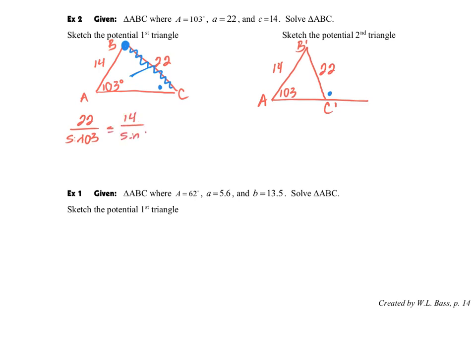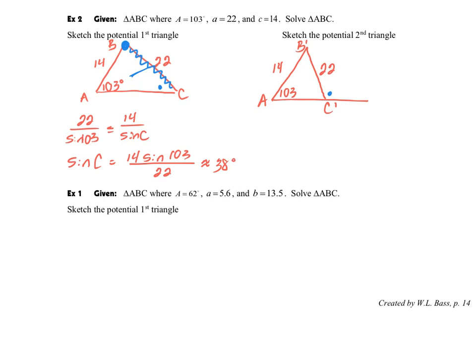As soon as I know I'm solving for an angle, remember I'm going to have to do my inverse sine. So now when I set this up and type this in, I'm going to do my inverse sine. If we want, we can write this out. Sometimes students really like to see this written out: 14 sine 103 divided by my 22. And what I end up getting for my angle C is approximately 38 degrees.